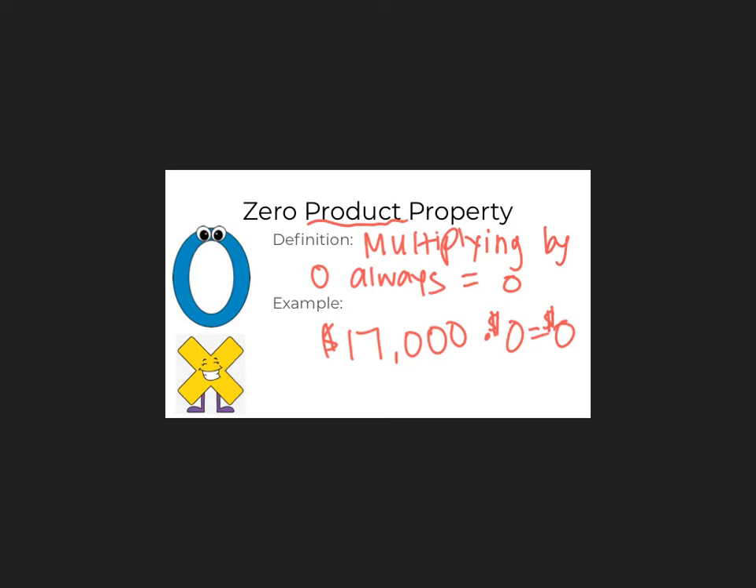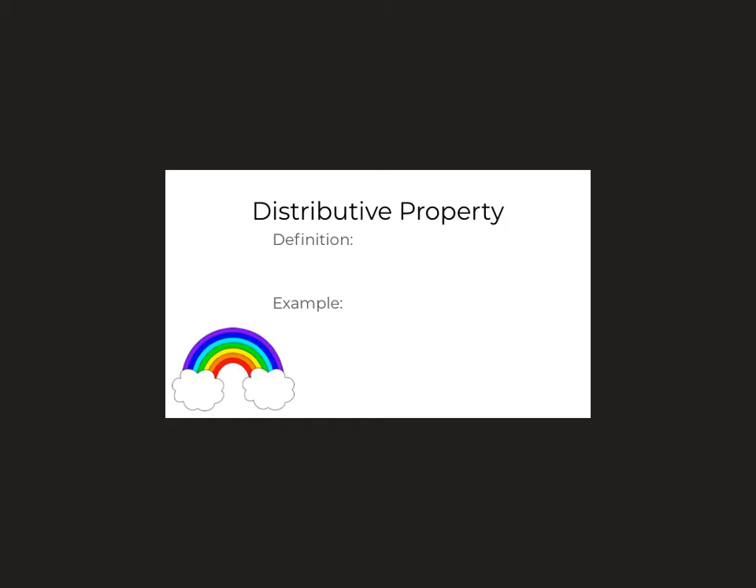Moving right on here. Now we have the distributive property. And the distributive property tells us how to multiply something by a quantity or something else in parentheses.